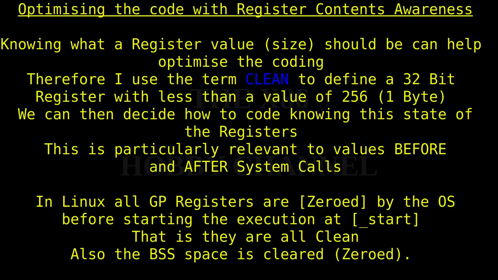Also, the BSS space is cleared, zeroed. Now at the moment that will not affect us in this example because we're not using BSS space, but if we did, it can be very useful to know that that space is zeroed when the operating system gives you that memory available for you to use. Now, the reason for this is for security, but it can be very helpful to us in knowing what to do with register values.